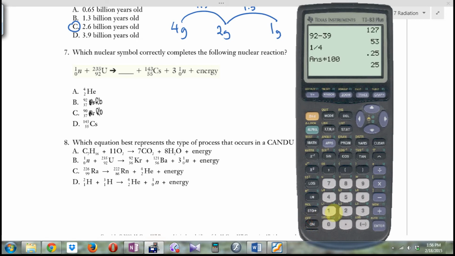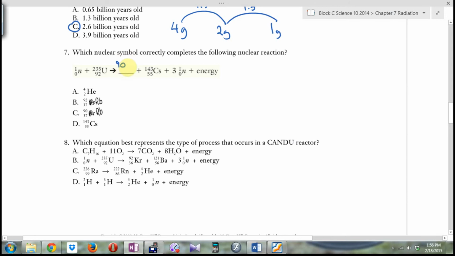Let's see. On the left, I got a mass of 236. On the right, I got 143 and 3 neutrons. So 3 times 1, 90. Oh, you know what? I'm done. It's the only one it can be. I could keep going, Sage, but it's got to be a 90 up there. That's the only one that fits.